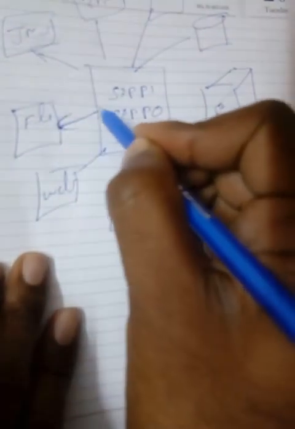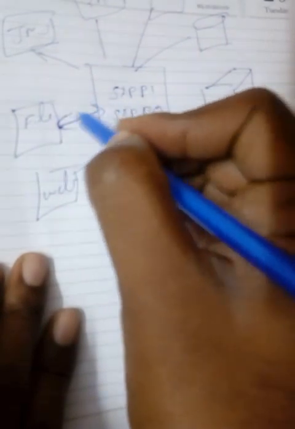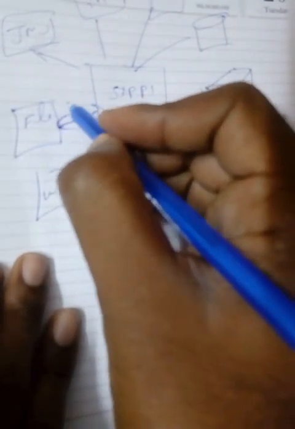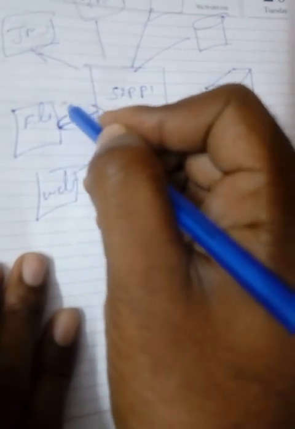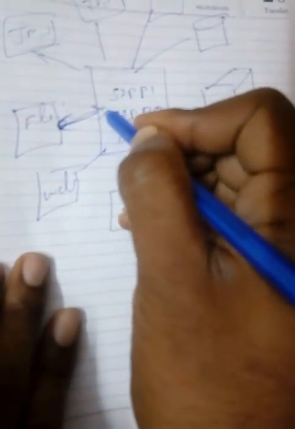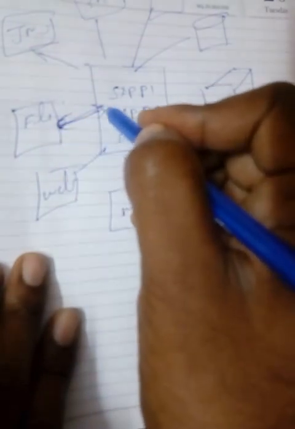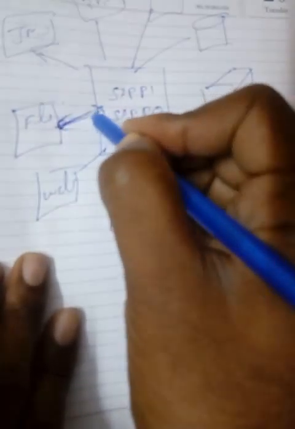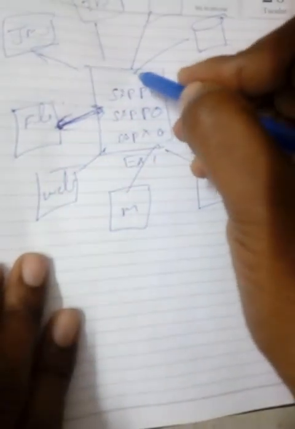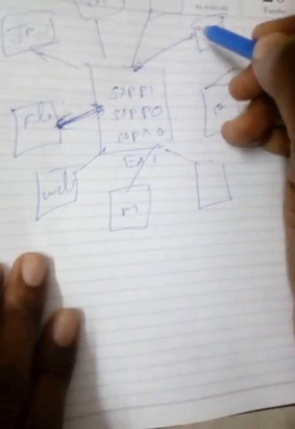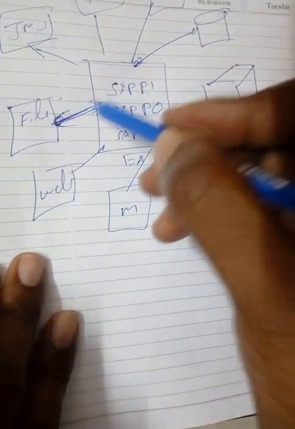So SAP PI first establishes a connection between the application system and the EAI system. For example, if SAP PI wants to communicate with a file system, it needs a file communication channel to establish a connection between the file system and SAP PI. Once the connection is established, we also need to create one more communication channel between SAP PI and the database system if the scenario is file to database.